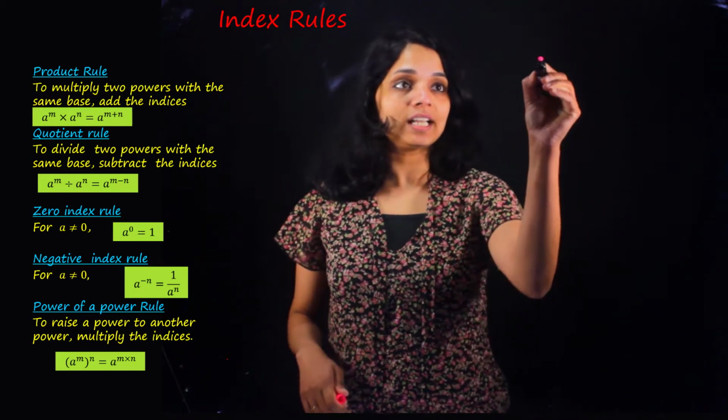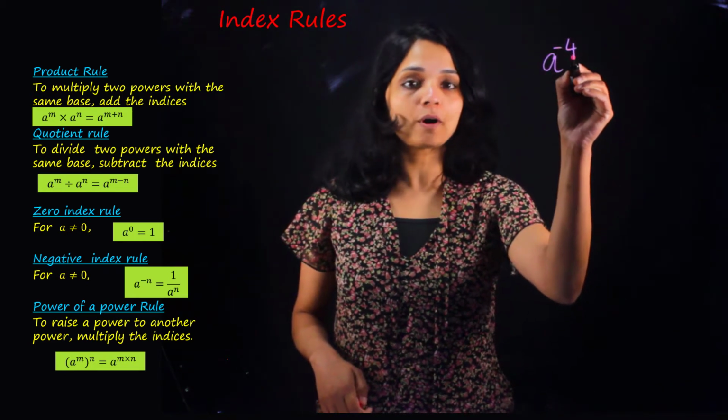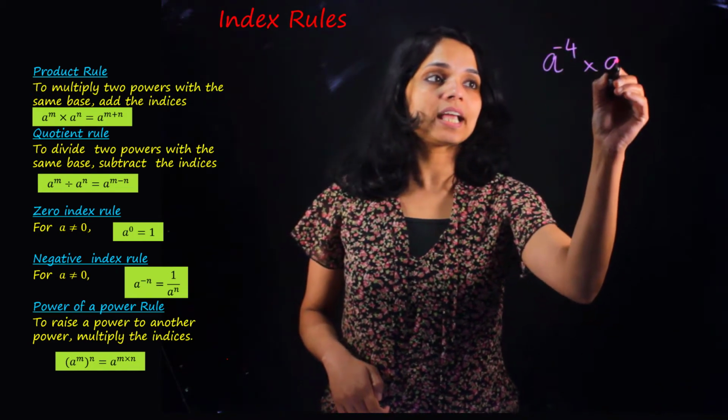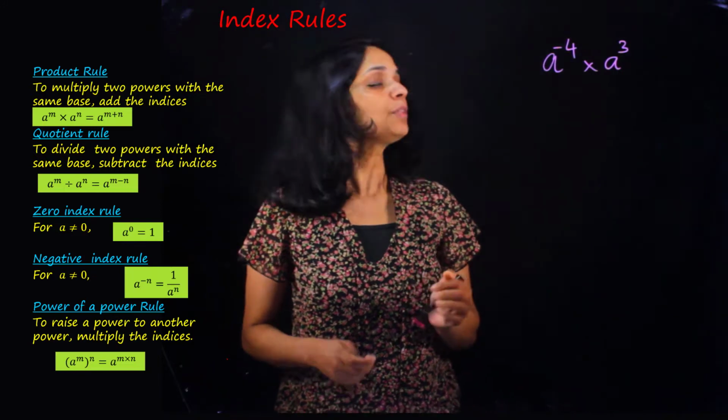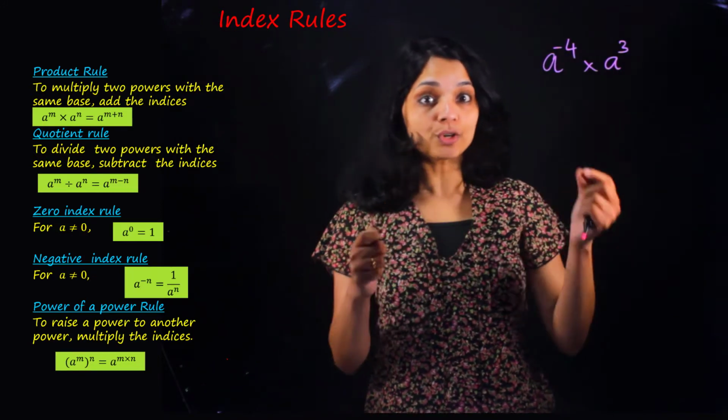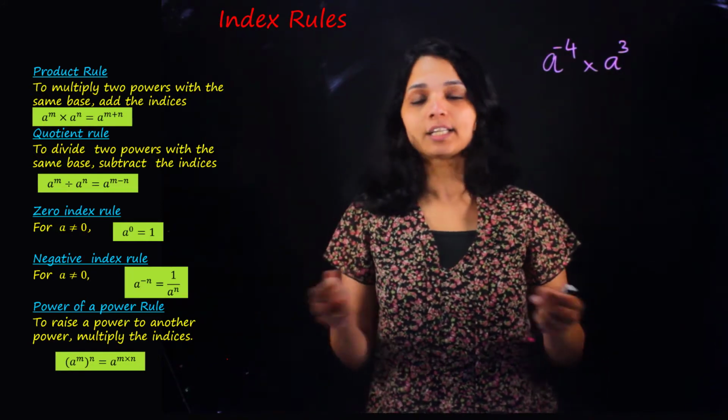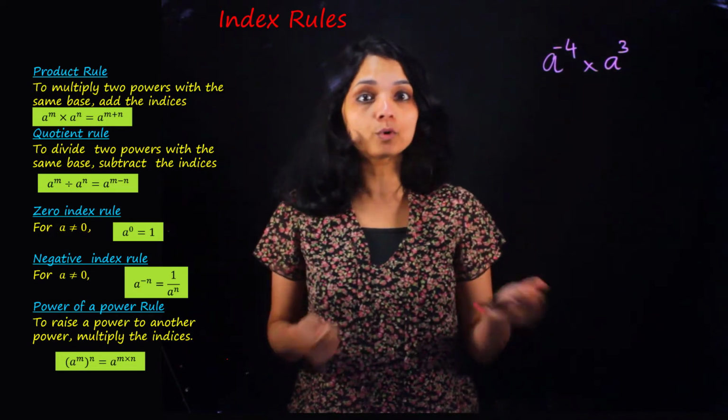Okay, the first one is: simplify a to the power minus 4 times a to the power 3. We can attempt this question in two different ways, and I'll show you two different methods, and you can choose whichever method makes more sense to you.